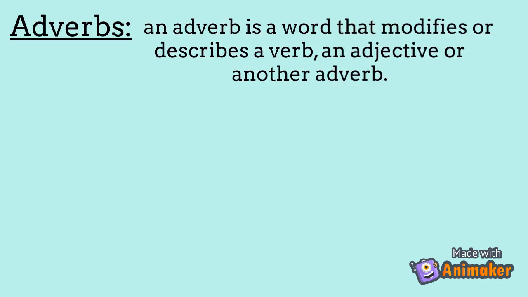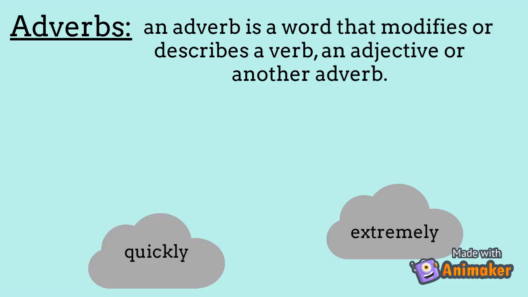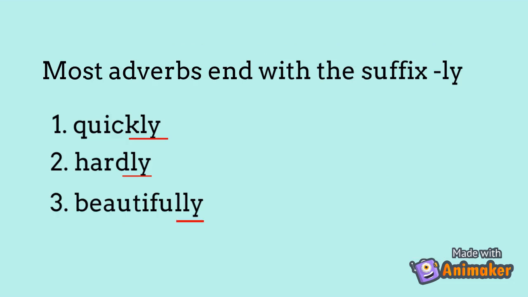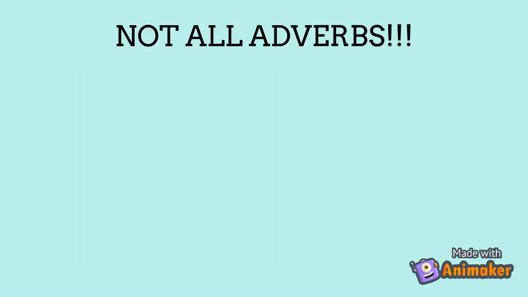Now we have adverbs. An adverb is a word that modifies or describes a verb, an adjective, or another adverb. You can easily identify adverbs because most of them end with the suffix ly. For example, quickly, hardly, beautifully. But keep in mind that not all adverbs end with the suffix ly. For example, very, quite, or never.